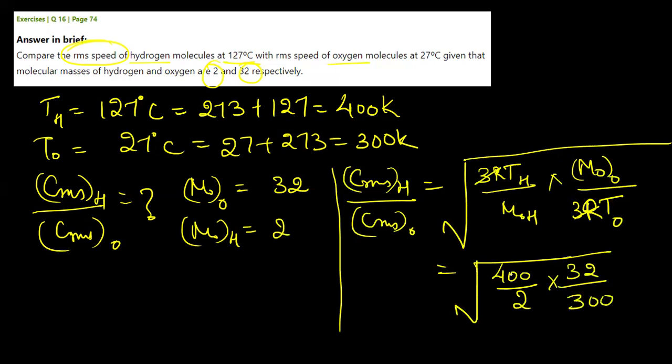So we can simply first cancel out these zeros. We can also cancel out these 2. 2 into 32 is root 64 upon 3. Root 64 is 8. So 8 upon root 3 will be your answer. Since they have told to compare, you will just keep it in ratio. Whenever there is a comparison, you just keep it in ratio. No need to put the value for root 3 and so on.